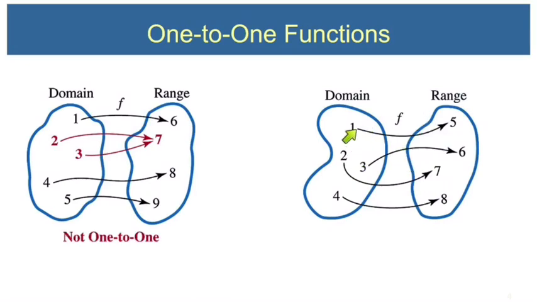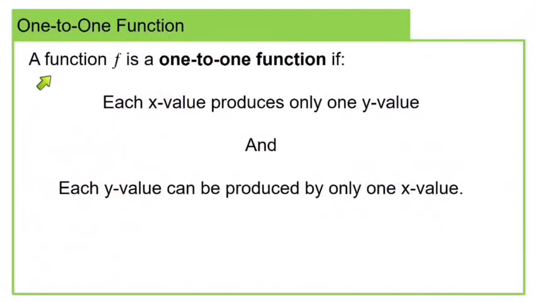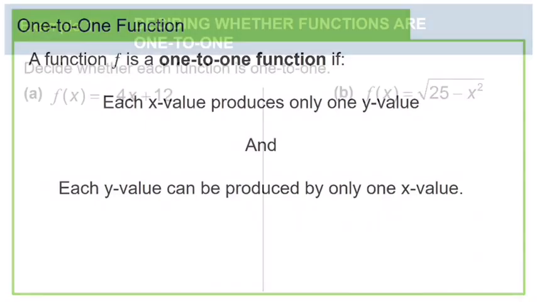However, over here, the 1 matches a 5, and the 5 only matches a 1. The 3 matches a 6, and the 6 only matches the 3. The 2 matches a 7, and the 7 only matches a 2. And 4 and 8, and you can go back from 8 to 4. So this function is one-to-one. So to sum it up, a function is one-to-one if each x produces only one y, that's what makes it a function, and each y can be produced by only one x, that's what makes it one-to-one.